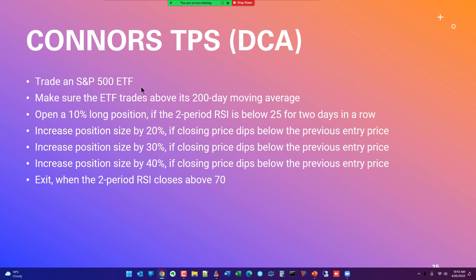But here we're going to trade the S&P 500 ETF when it's above its 200-day moving average. We're going to wait for the RSI to go below 25, so oversold, and then we're going to enter at a 10% position size.